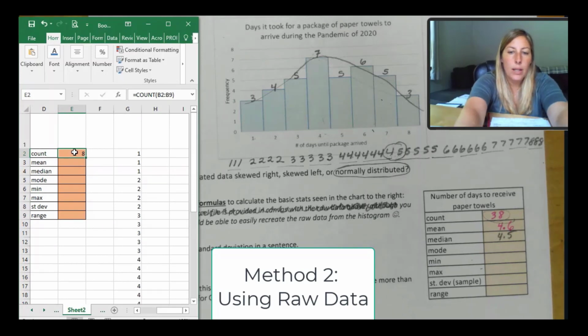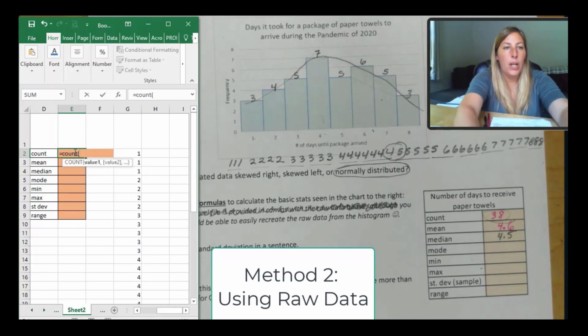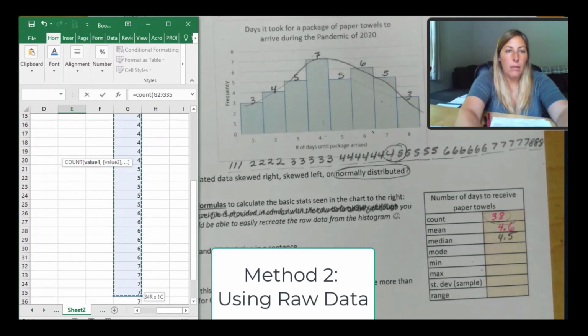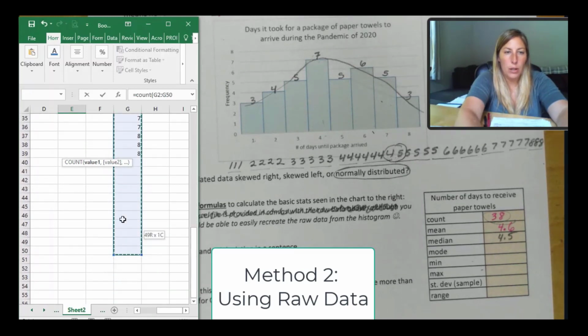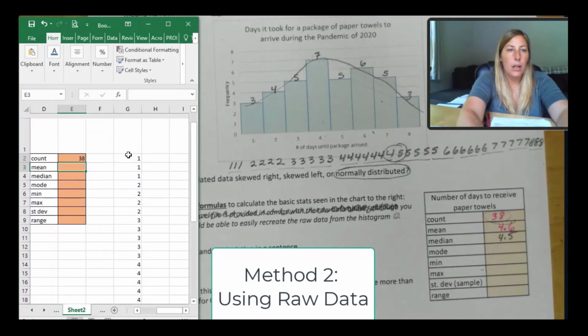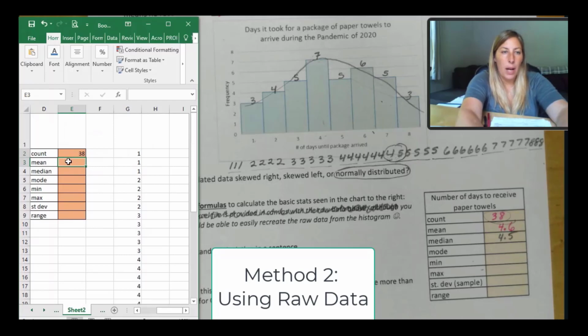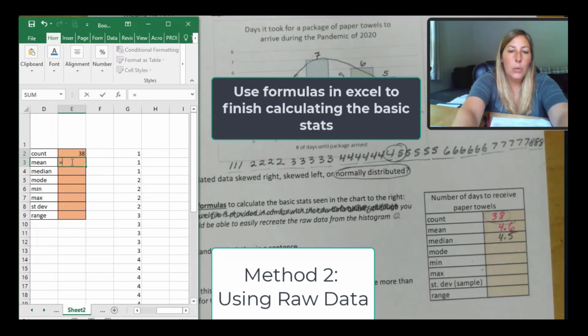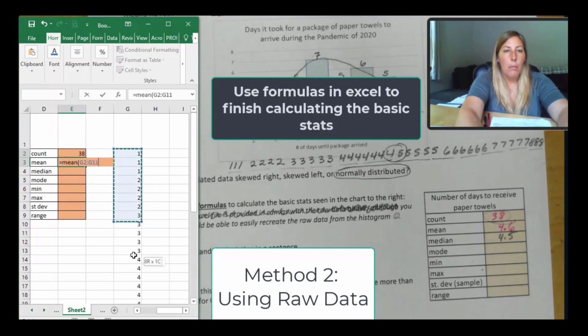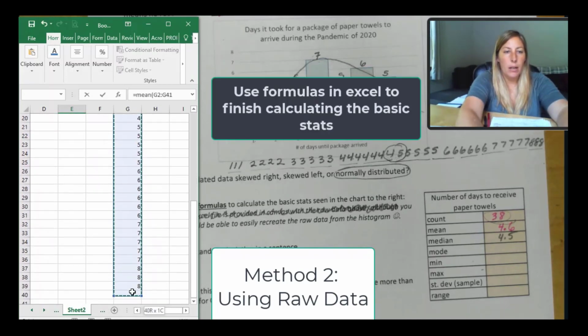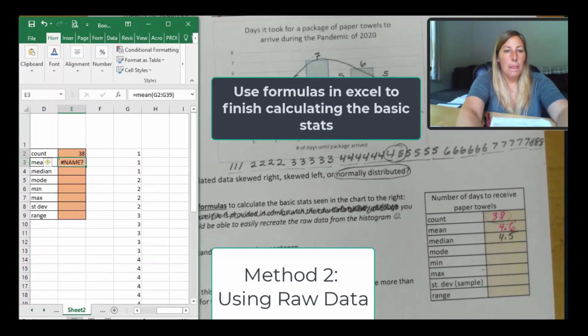If I want to do the raw data, I do equals the count, and I put in the cells for the raw data, which I think is G2 to G something. Yours could be in a different spot, it doesn't matter, right? Yours doesn't have to look exactly like mine. So I get 38, look how easy that was. Equals the mean of what? All of my raw data.